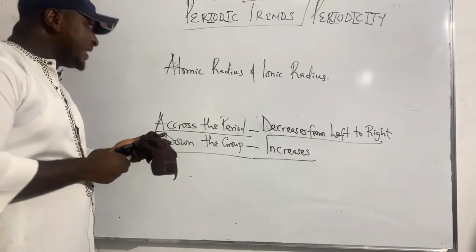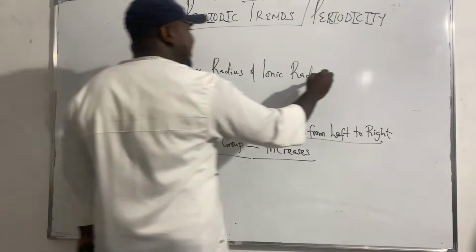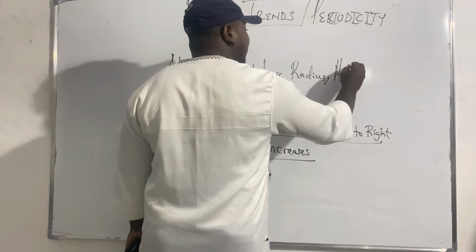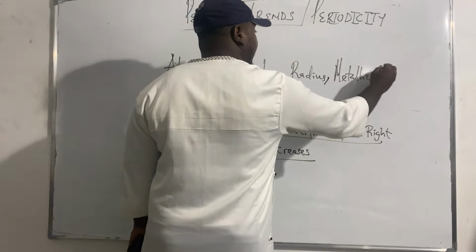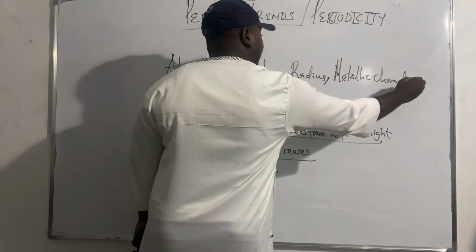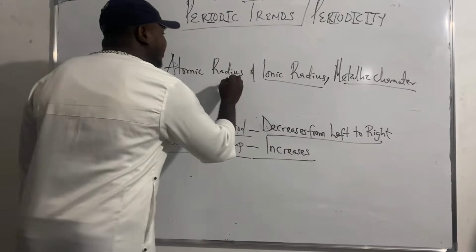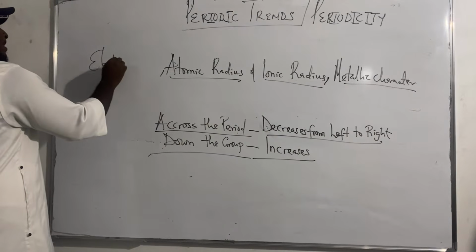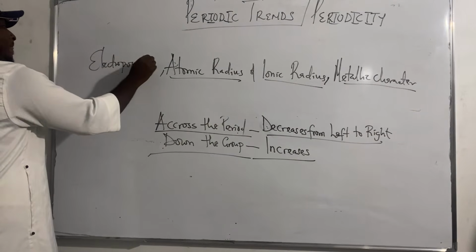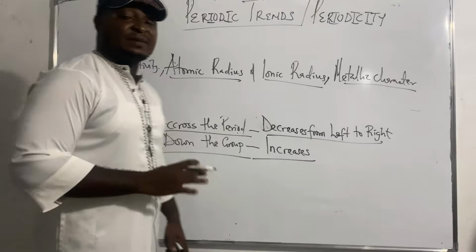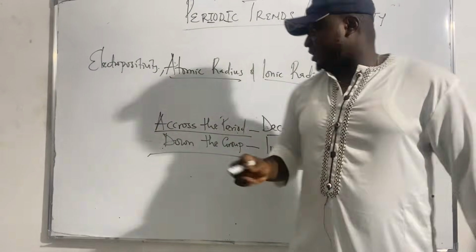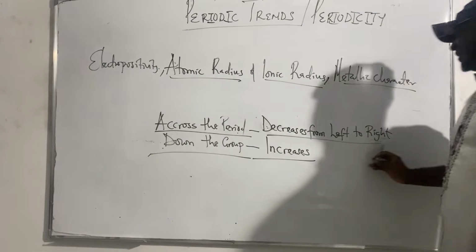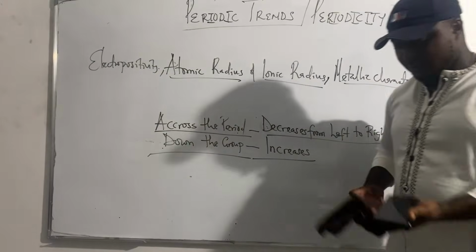Same thing with metallic character. Please add metallic character to this. So metallic character, ionic radius, atomic radius, and electropositivity all have similar properties. They decrease from left to right across the period and increase down the group.